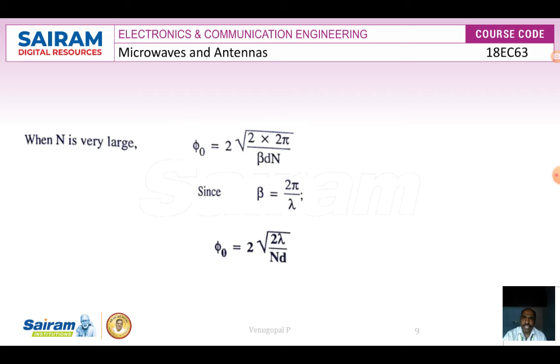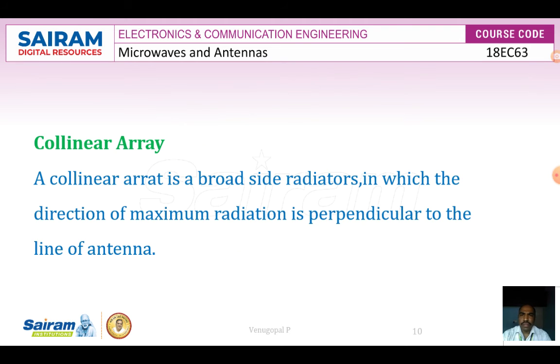So when n is very large, phi naught is equal to 2 into root of 2 into 2π divided by βd into n. Since β is equal to 2π by lambda, then the beam width between nulls, phi naught, is equal to 2 into root of 2 lambda by n into d. So that's all about the end fire array.